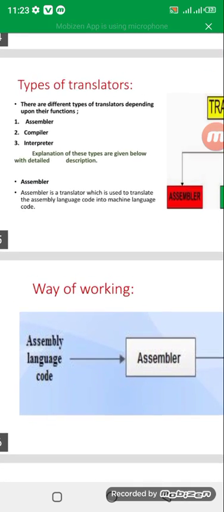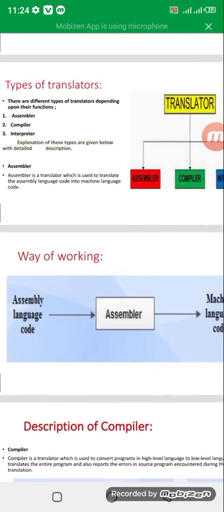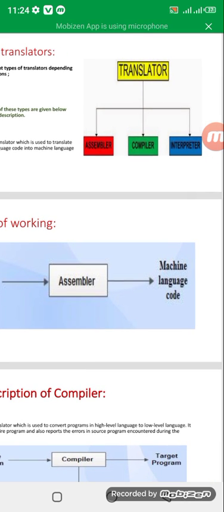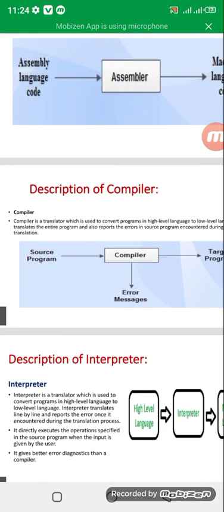First of all, we describe assemblers: what they are, what their functions are, and their way of working. An assembler is a translator which is used to translate assembly language code into machine language code. As you can see in the working, assembly language code is given to the assembler and the assembler converts it into machine language code.